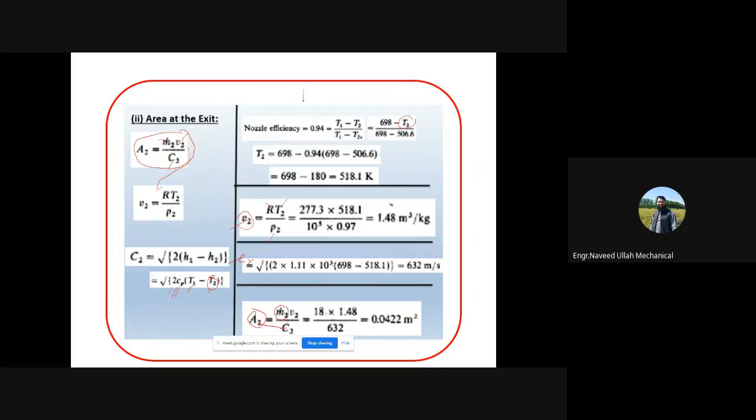As I told you, the throat area is the cross sectional area, and the exit cross sectional area is with you, and this is your inlet area. So you can even shape the nozzle. The convergent divergent nozzle, the CD nozzle, you can shape it also. Anyway, you can look at this.